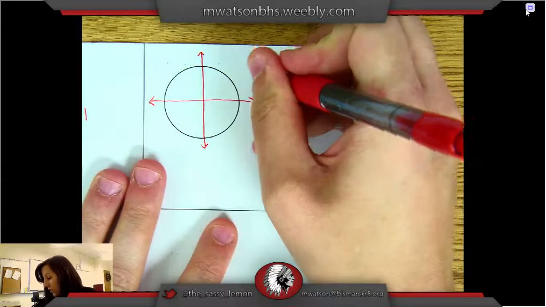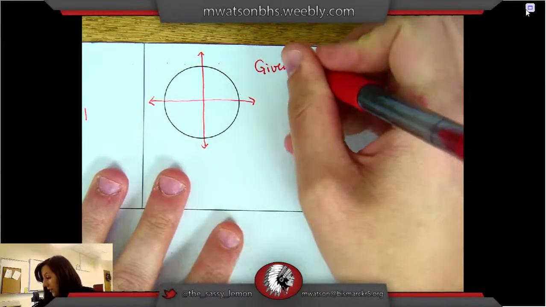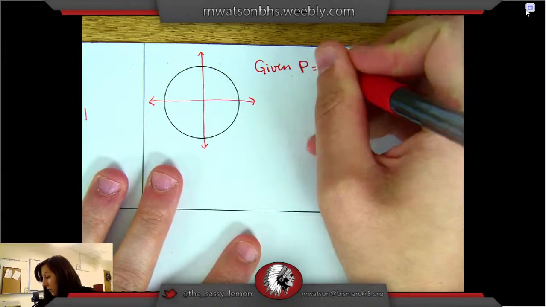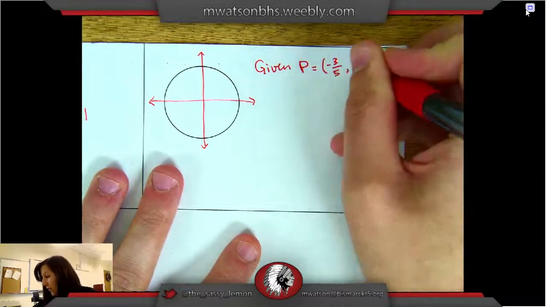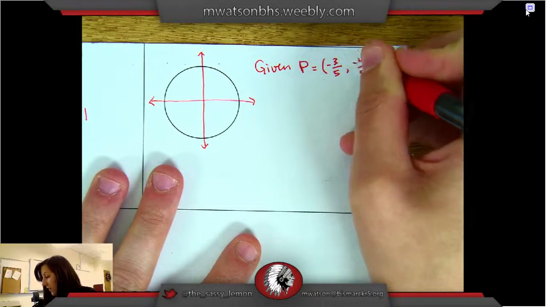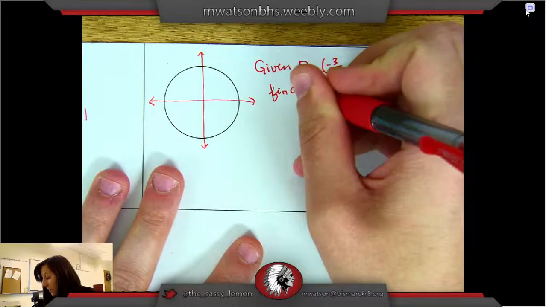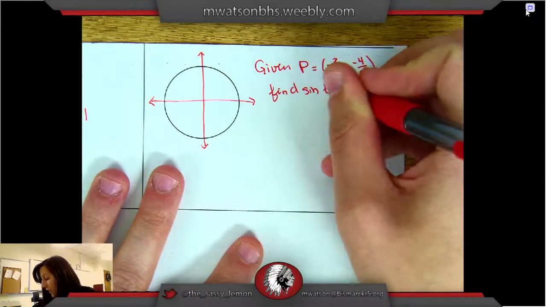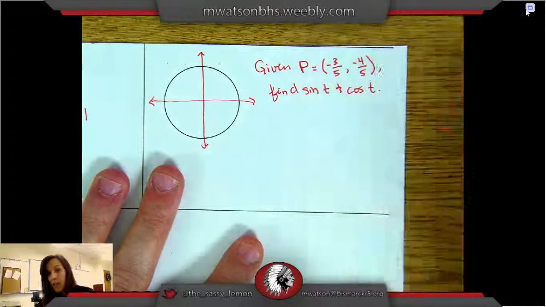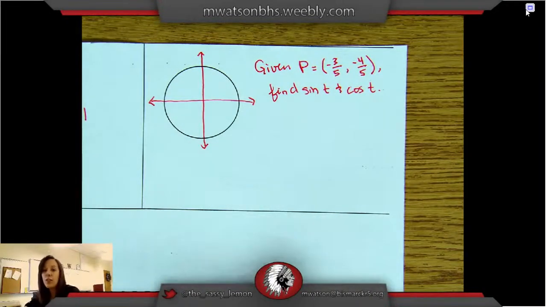And given P is a point and equals (-3/5, -4/5), find sine of t and cosine of t. So now they're going to start using t instead of theta. I don't know why, but we need to be versatile with our thinking. So I'm okay with changing what our theta is. So now we're going to call it t. When we're in the unit circle, we're going to call our angle t.